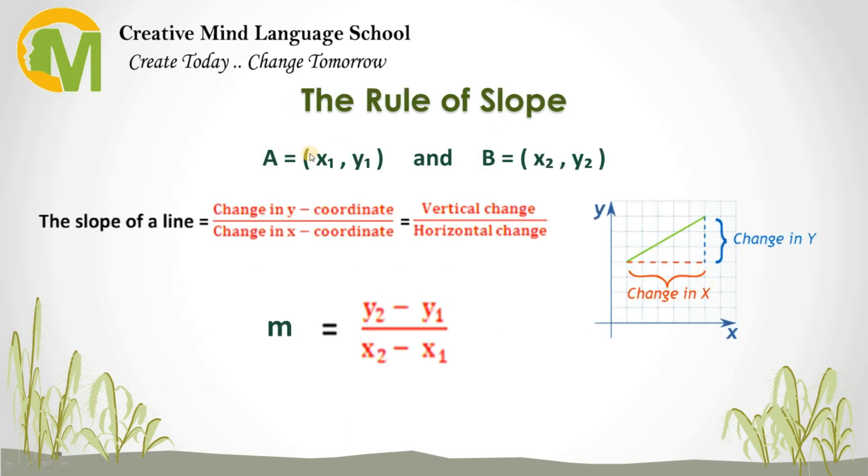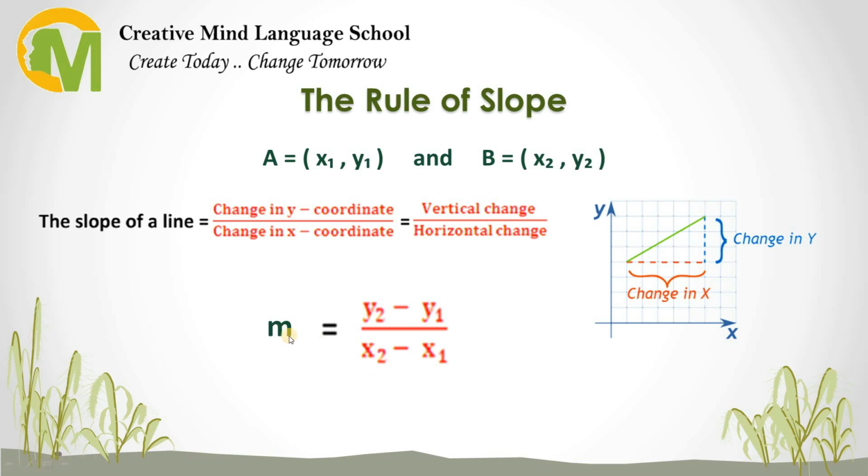Here is the rule of the slope. If we have 2 points on the straight line, A and B, and the coordinates of the point A are x1, y1, and the coordinates of B are x2, y2, then the slope of a line is the change in y coordinate divided by the change in x coordinate. In other words, the vertical change divided by the horizontal change.